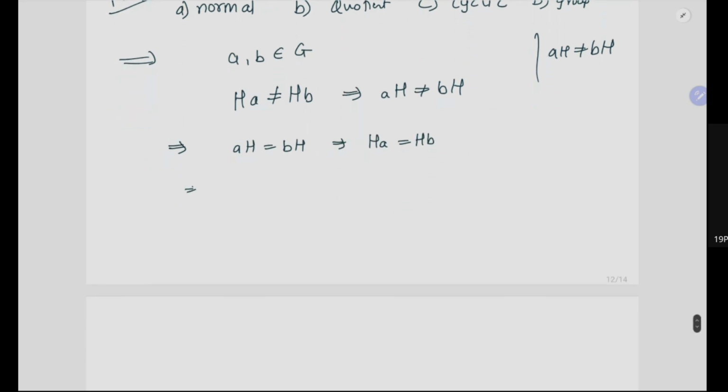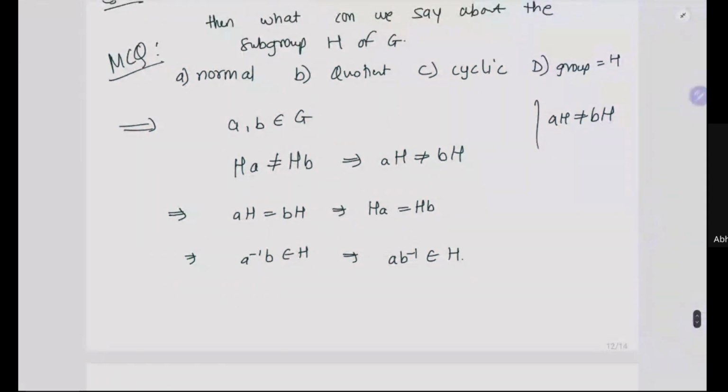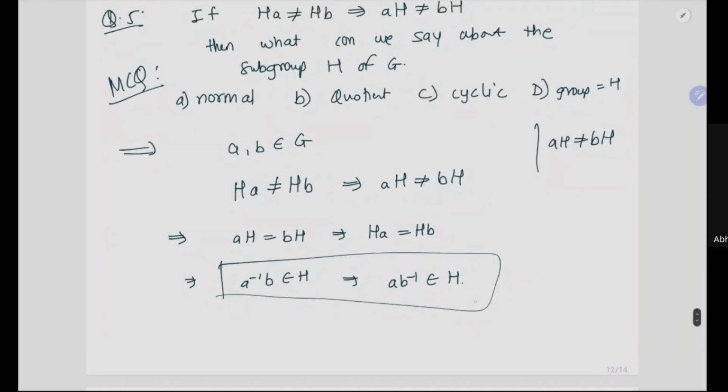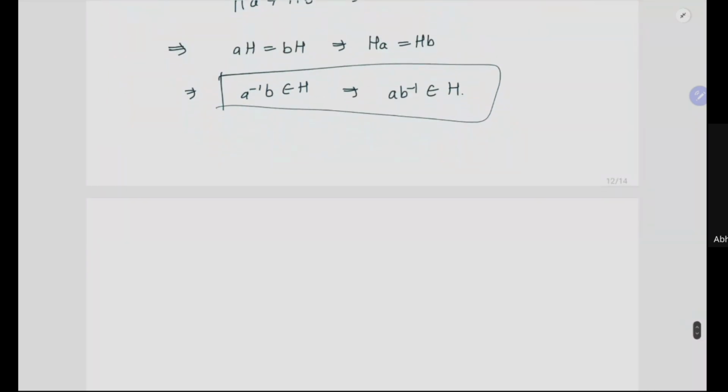And what this proves is that AH equal to BH implies A inverse B belongs to H implies AB inverse belongs to H. Okay, this is what we have. So the given condition can be reformulated to this: if H is a subgroup such that A inverse B belongs to H implies AB inverse belongs to H. Okay, so what to do now with this?